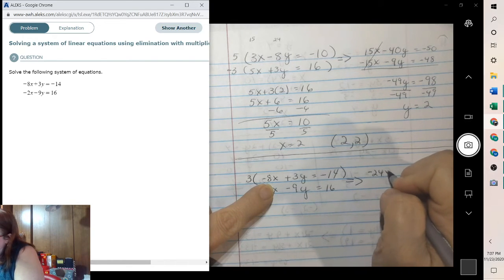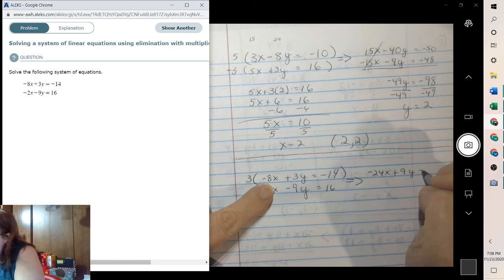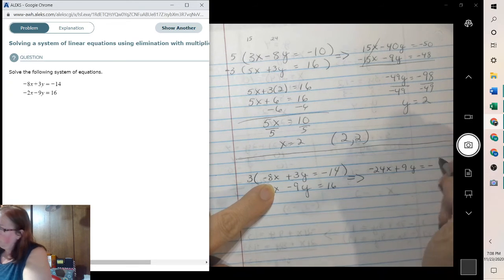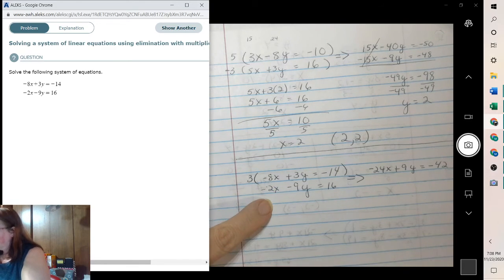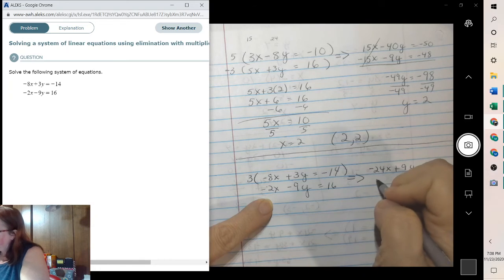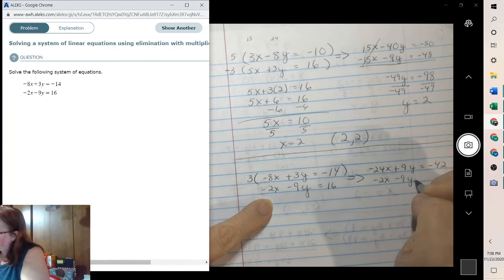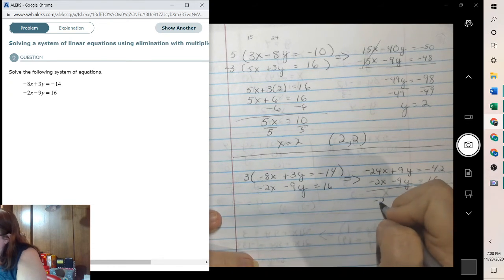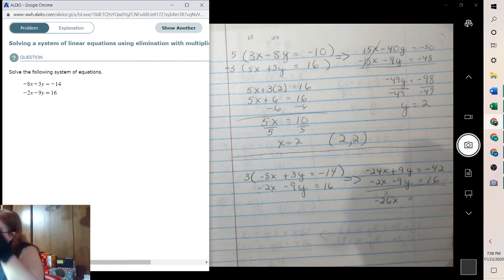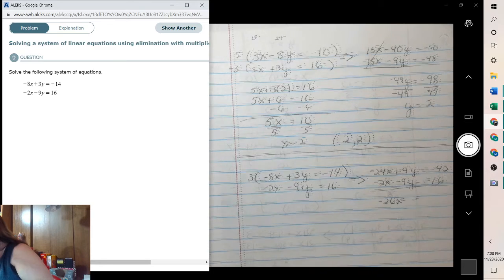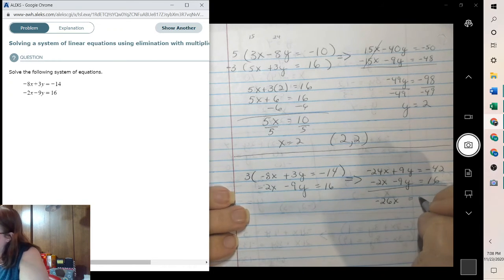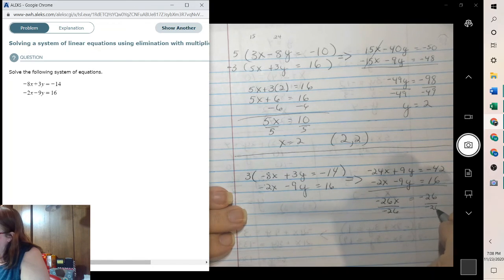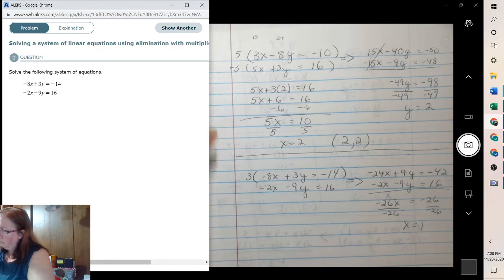Negative 24x plus 9y equals a negative 14 times 3, negative 42. On the bottom, we're not going to change it because we want the negative 9. Adding down, we have a negative 26x equal to negative 26. Dividing we have 1.